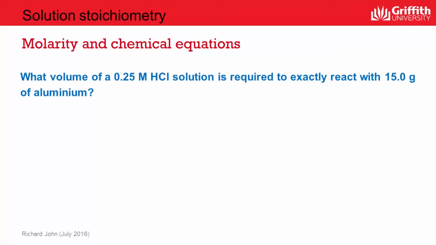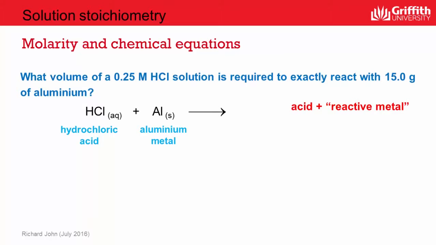Now, with all these solution stoichiometry problems, we need to start with a balanced chemical equation. So we've got hydrochloric acid plus aluminium metal. This particular reaction happens to be an acid plus reactive metal class of reactions.